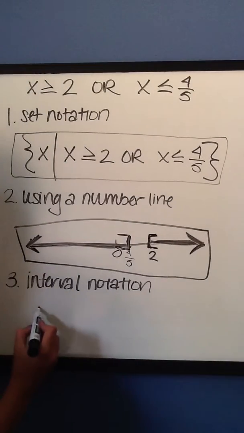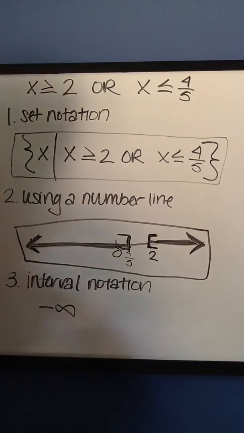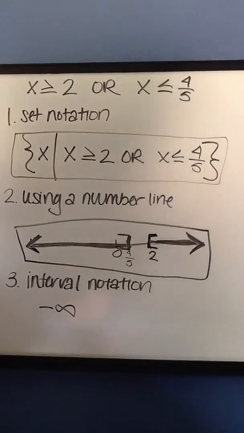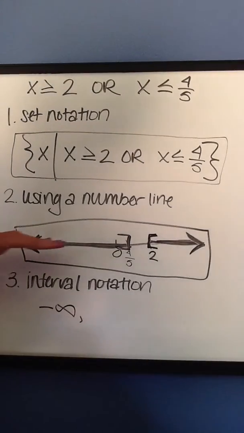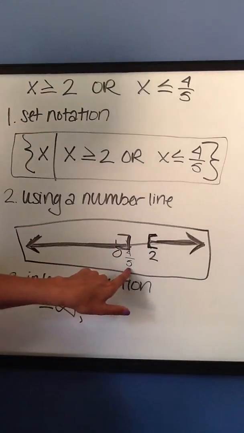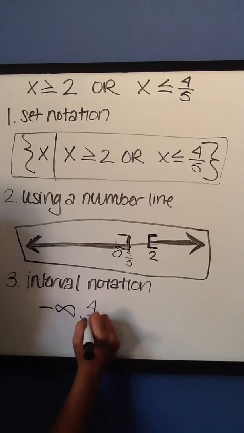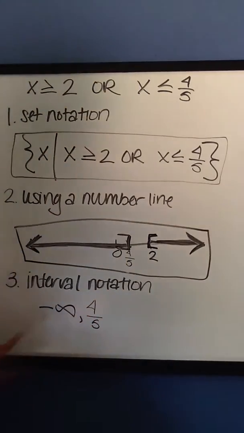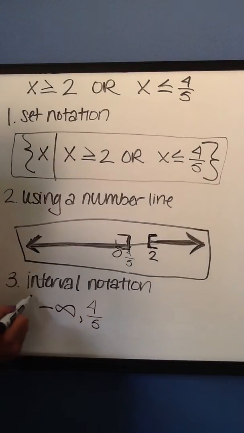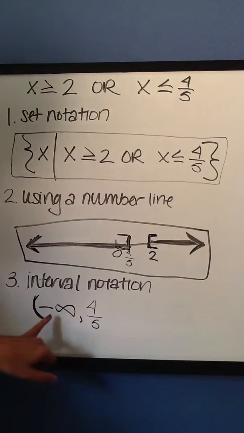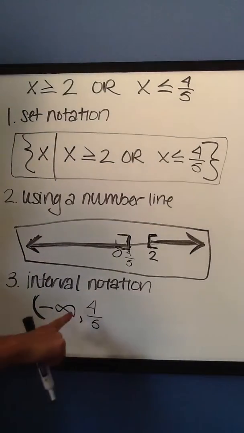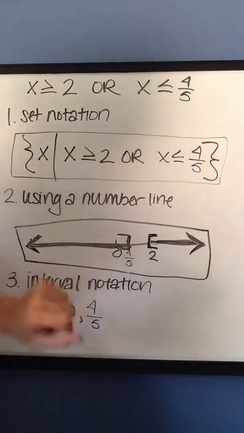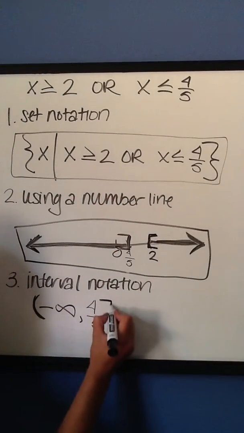So we're going to go negative infinity. We're going to use a comma to separate our left and right endpoints. So there's our comma. And we just keep going, and keep going, but we stop at 4/5. So we're going to write 4/5. And whenever you have an infinity sign, you're always going to use parentheses. So there is our parentheses. So whether you have a negative infinity or a positive infinity, you use a parenthesis. Now after the 4/5, remember we want to include that answer, so we're going to use a bracket.